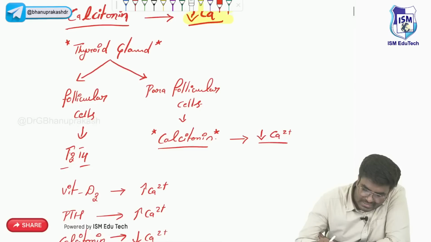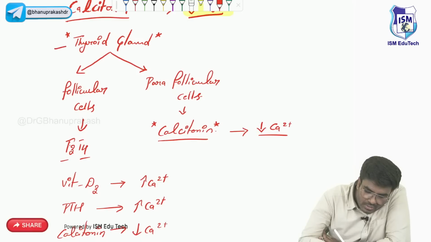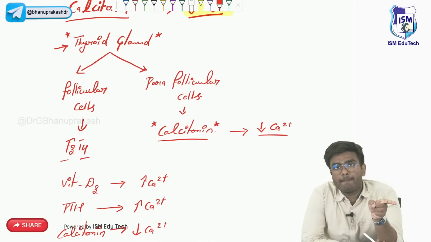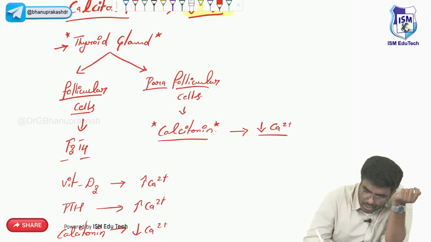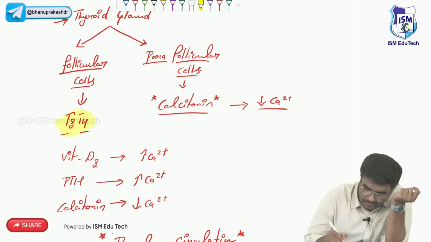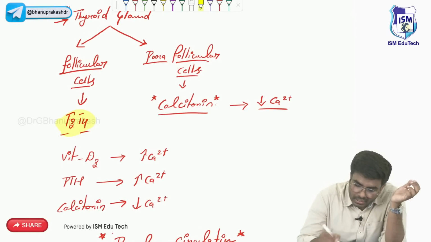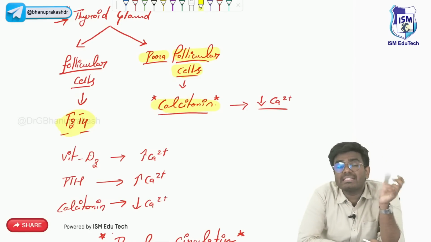My question is, where is this calcitonin coming from? Calcitonin is actually coming from the thyroid gland. In the thyroid gland, there are two different types of cells. Every student knows: follicular cells and parafollicular cells. Follicular cells help in the production of T3 and T4, the main thyroid hormones. But what is the function of the parafollicular cells? Parafollicular cells help in the production of calcitonin.